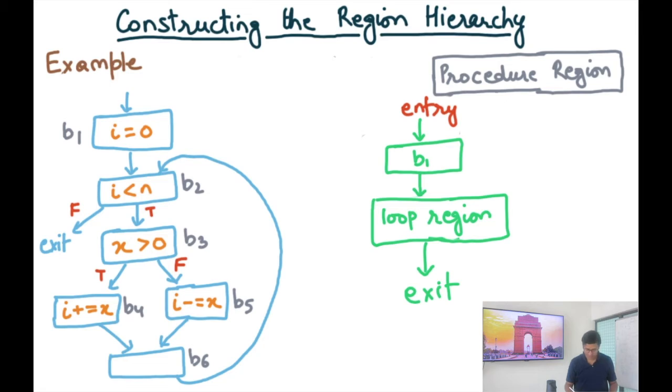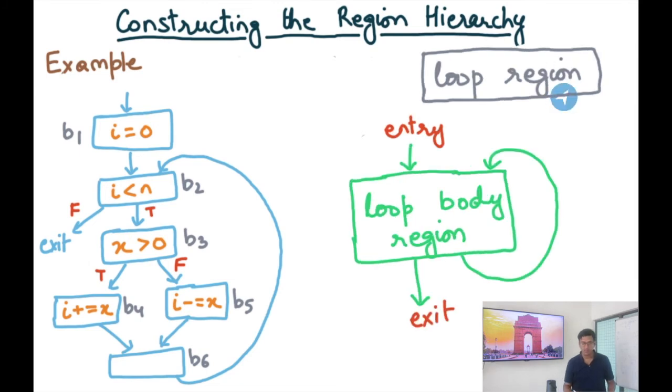Now similarly, I can go to the next level, and for the basic block, I'm already at the leaf node. For B1, I'm already at the leaf node. But for the loop region, I would have the next level of the hierarchy. And so this is the hierarchy. This is what the graph for a loop region would look like.